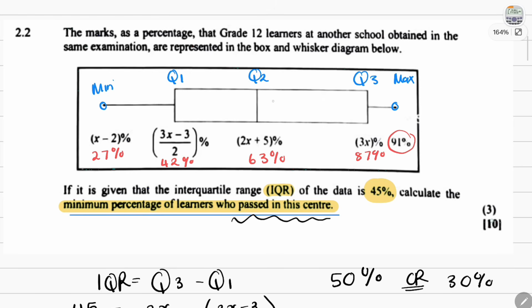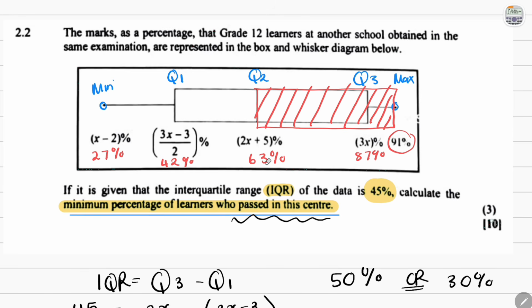Now, if you know that from Q2 all the way to the maximum makes up half the learners, 50% of the learners, but we can clearly see that Q2 is marked at 63%, it means there are learners who would have gotten 50% and maybe higher than 50%, but they will be over on this side. Let's say they were here. Do you see now that the total learners who would have passed in this center, if the pass mark was 50%, would be more than 50%? Because this is 50%, but this is Q2, which is at 63%. Everybody who got higher than 63% is over there.